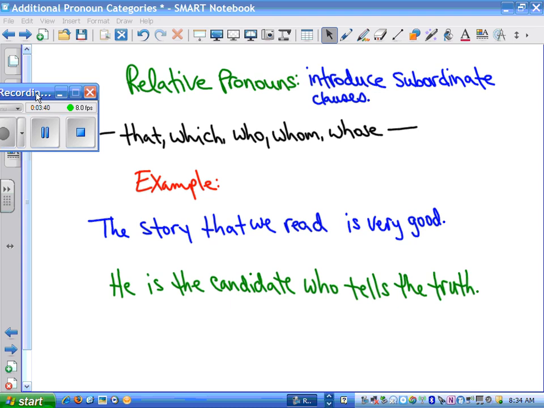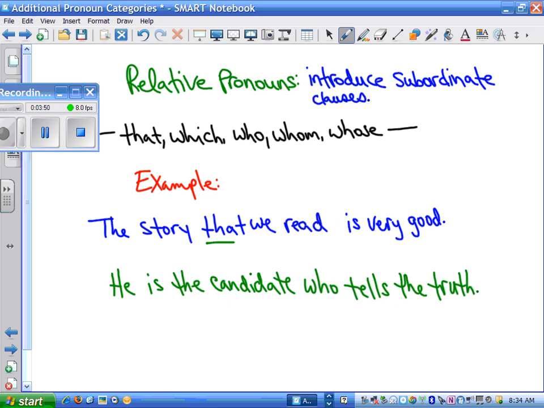The story that we read is very good. That's our first example sentence. So let's think about the relative pronoun in this sentence. The story that we read is very good. Now, a clause is a part of a sentence that adds additional information. Right? We can take that clause out and still have a sentence. It's just not going to say as much. Okay? So the story that we read is very good.